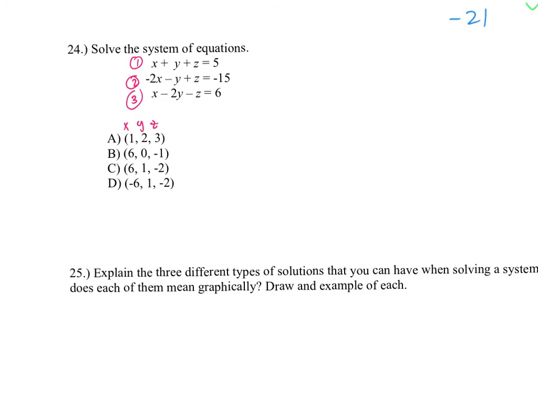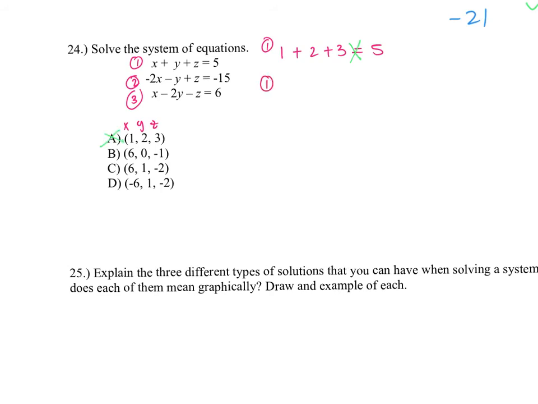So that would give me 1 plus 2 plus 3. Does this equal 5? So this is my first equation here using A. If I plug in 1, 2, and 3, that does not give me 5. 1 plus 2 plus 3 is 6. So this definitely doesn't equal. So I can't use A. So that's out. So I'm going to move on to B here.